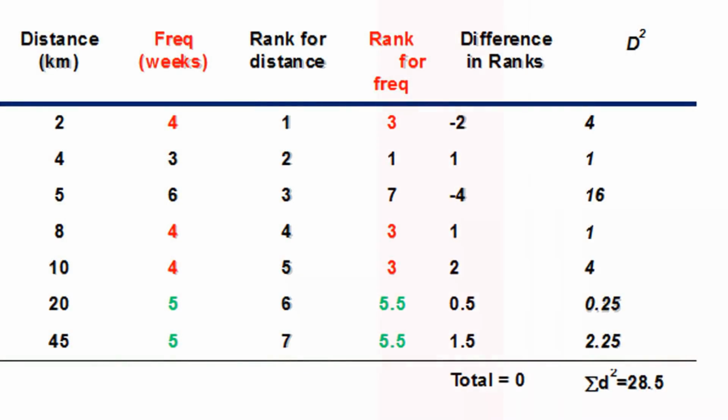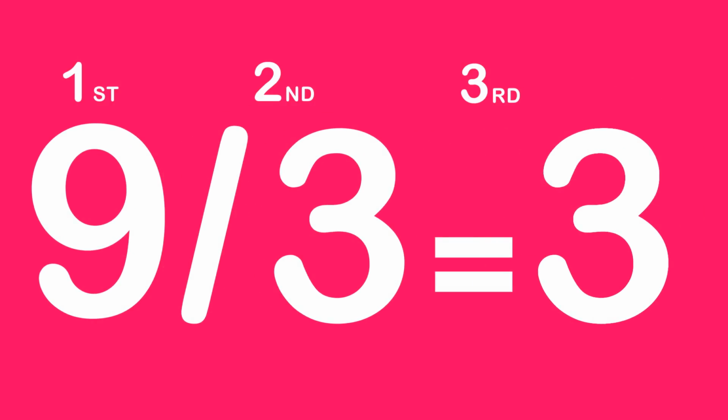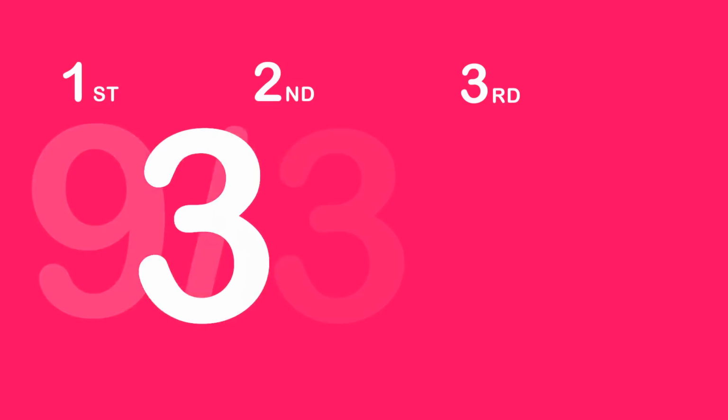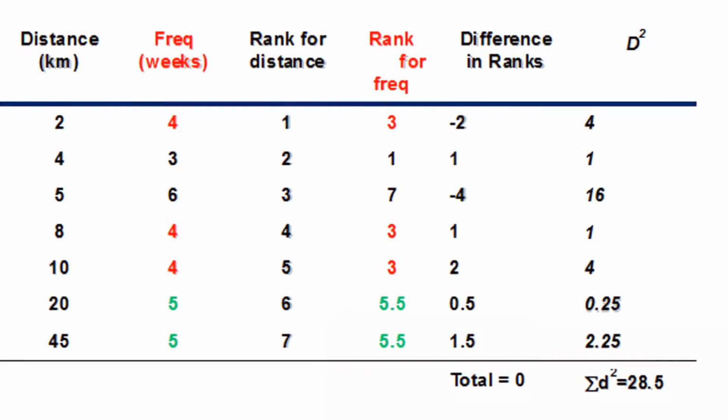But if you look into the table, you will find there are 4 students who attended classes 4 times a week. So, how to rank all these 4? What I did is that I ranked the first 4 as 2, the second 4 as 3 and the third 4 as 4. So, 4 plus 3 plus 2 is 9 and I divided 9 by 3 and then distributed the ranks for all the 4 as 3, 3, 3. Similarly, the last 2 attendance levels are recorded as 5 and 5, so I have ranked them as 5.5 and 5.5.